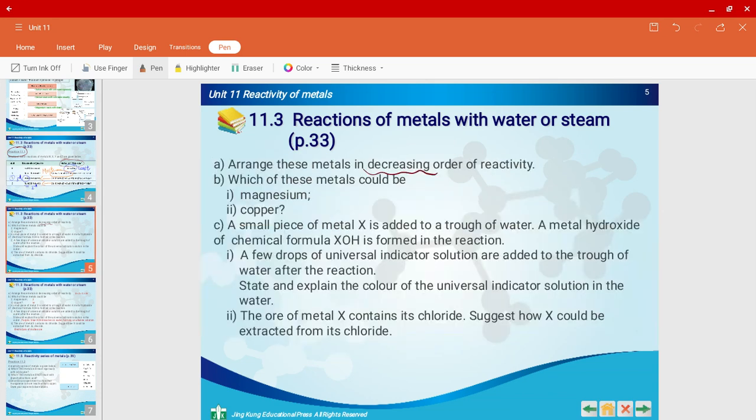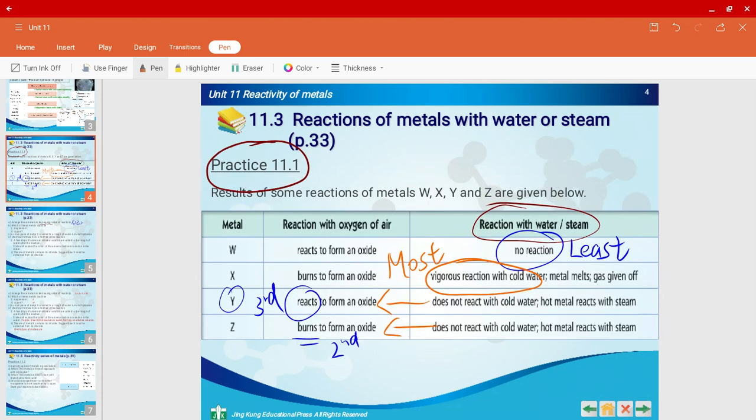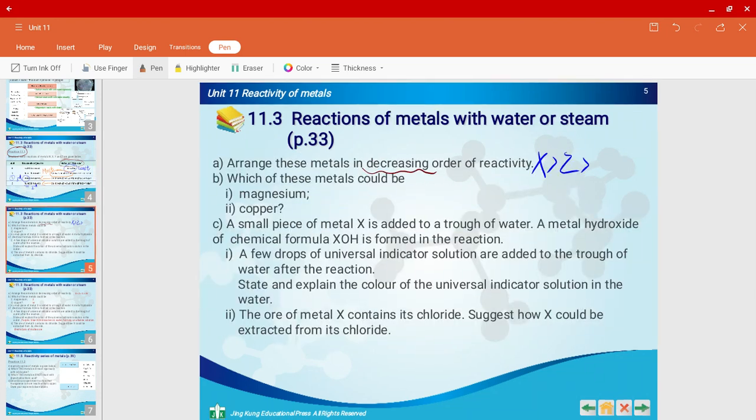All right, so let me go ahead and write that down. So the most reactive was metal X, and then the second one was metal Z, third one was metal Y, and finally the last one is metal W.